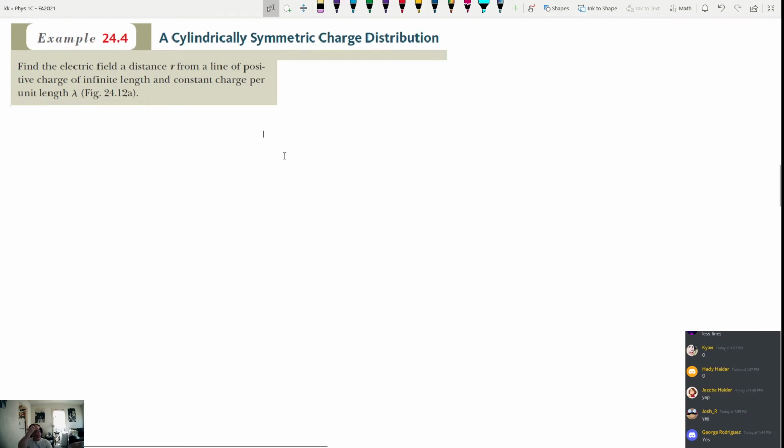This first one is called a cylindrically symmetric charge distribution. It says, find the electric field a distance r from a line of positive charge of infinite length that has constant charge per unit length, lambda.